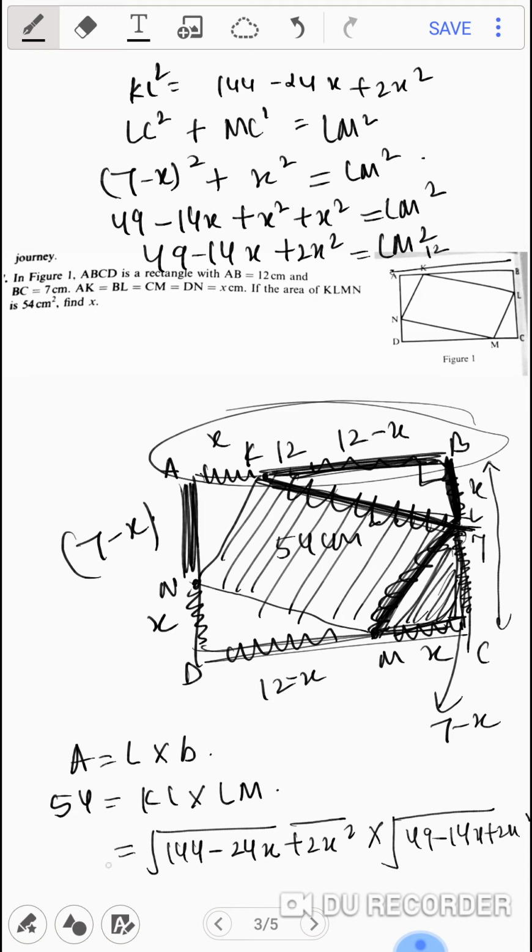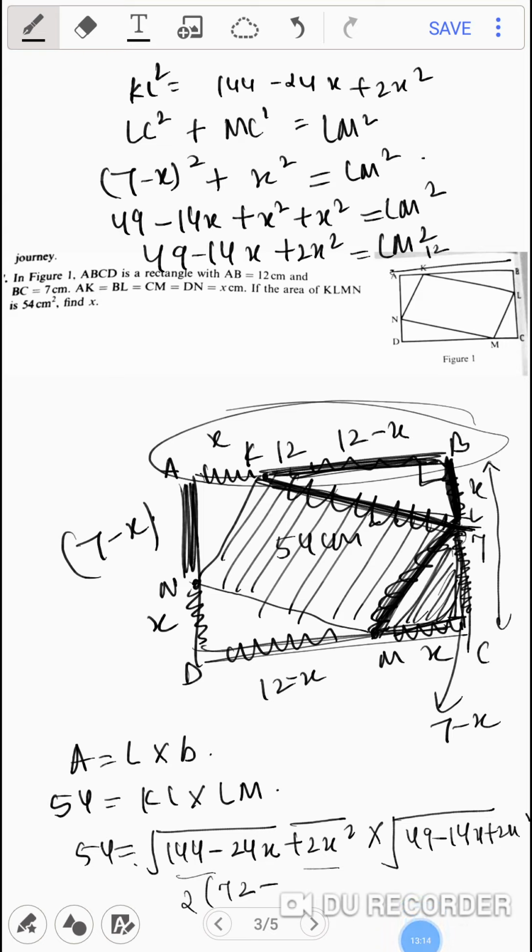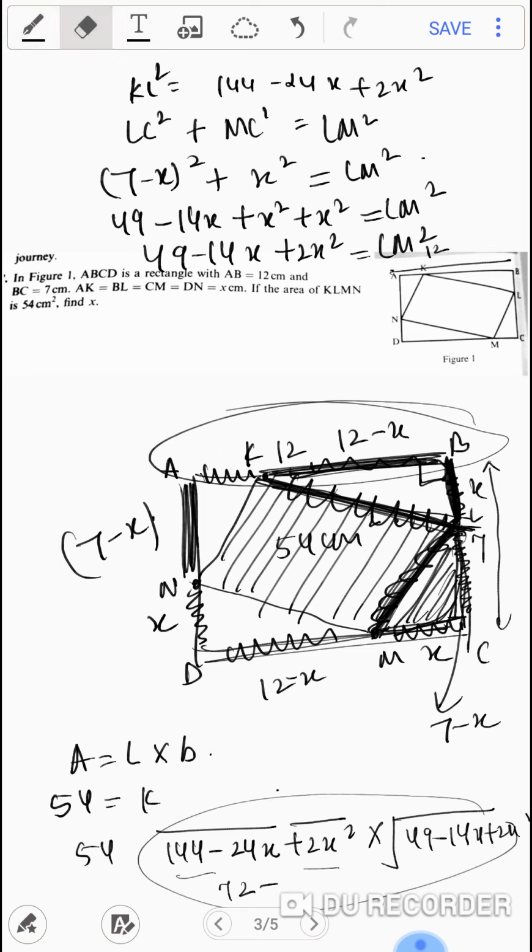Yes, my dear kids, are you getting my point clear? And this is 54. If you want to remove the squares from here, if you want to take something common, you can take it like this is the whole square of, if I take 2 common, it will be 72 minus. If you find this method to be a little difficult, I can teach you one more method, because I know you will get stuck with the calculation of this entire part. So I'll teach you one more method if that goes fine with you.